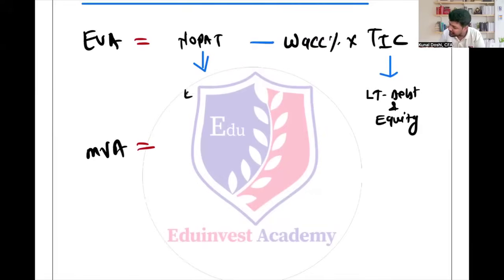It is nothing but EBIT into 1 minus tax rate. That's your NOPAT, net operating profit after tax. Why do we take net operating profit? Because we are looking at the value for the entire firm, how much extra value the firm has generated. Correct, everyone? So this is long-term debt and equity, right?